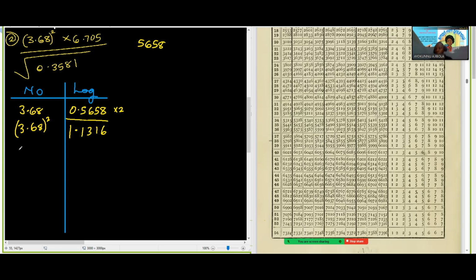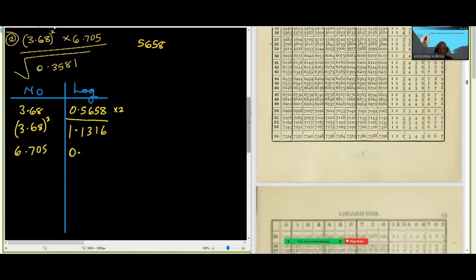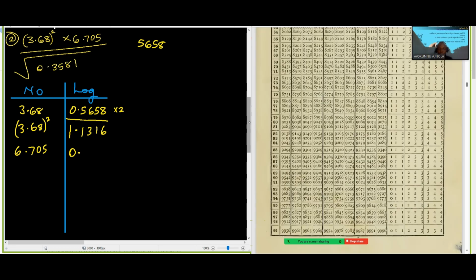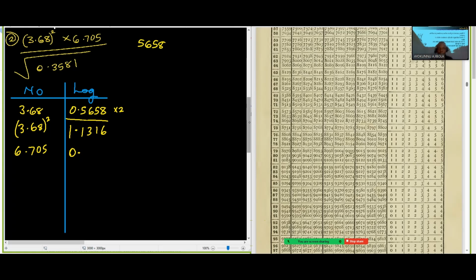The next thing is the second number here, and that is 6.705. Again, it's already in standard form, a digit and a decimal point, so the characteristic is 0. We're not shifting the point, so 0 steps. Now we check the logarithm of 67 under 0, difference 5. That is 8261 under 0, then difference 5 is 3.